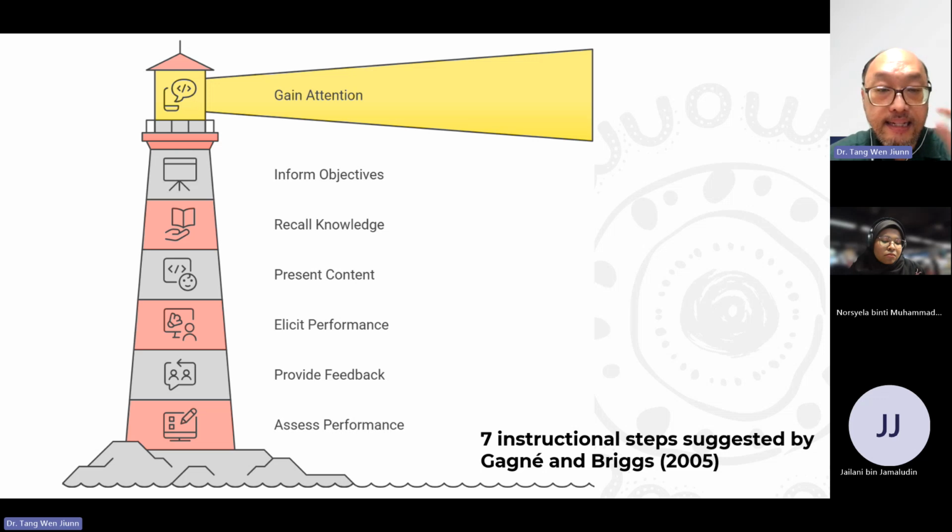So basically over here, that part is already merged with the presents content. And then another missing step from here, after assess performance, there's actually another step called enhanced retention and transfer. That is removed from this one here.